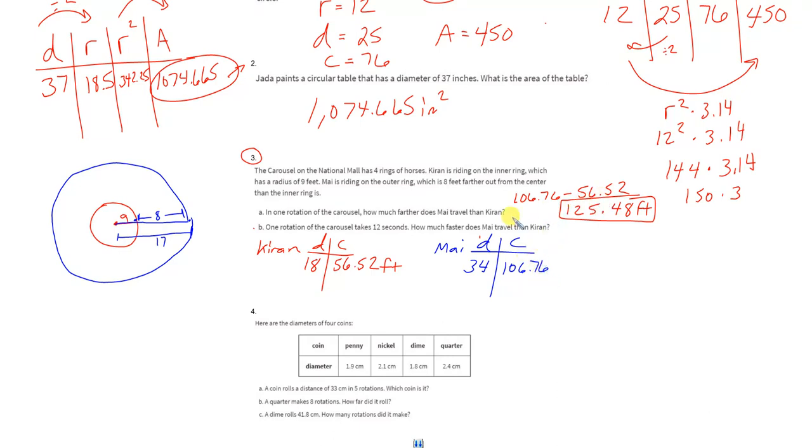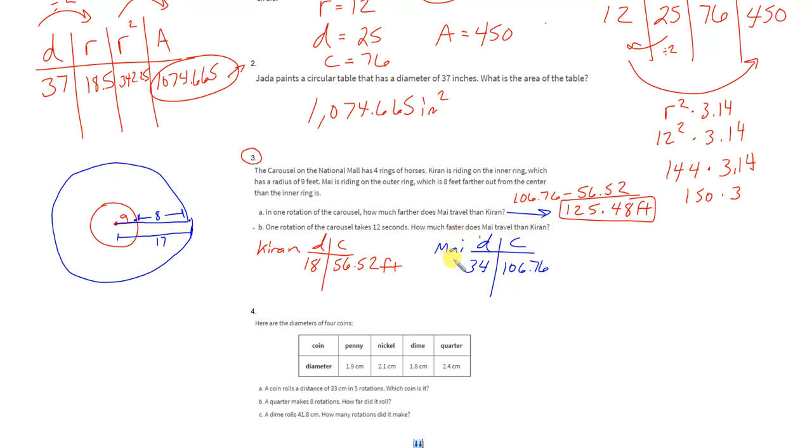106.76. So how much further? We've got to subtract those two numbers, 106.76 minus 56.52, and I already did that for you right here. That subtraction is 50.24. So that's the answer to part A for this problem. All right, let's jump right into part B.